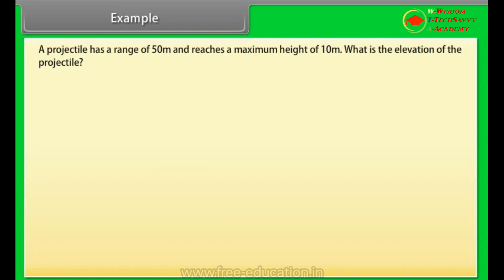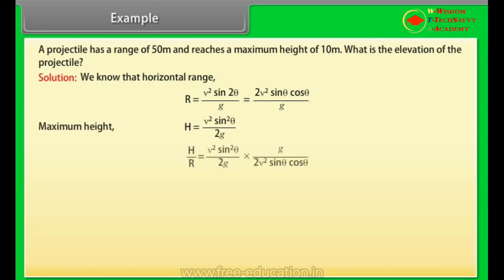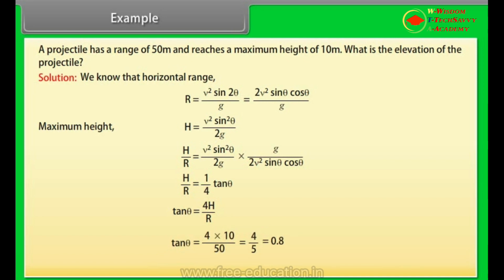Example. Let's take an example of projectile motion. A projectile has a range of 50 meters and reaches a maximum height of 10 meters. What is the elevation of the projectile? Let's see the solution. We know that horizontal range is equal to v squared times sin 2 theta divided by g. We derive the relation between height and range, given by h upon r is equal to 1 by 4 tan theta. On calculating this equation, we get the value of theta equal to 38.66 degrees.